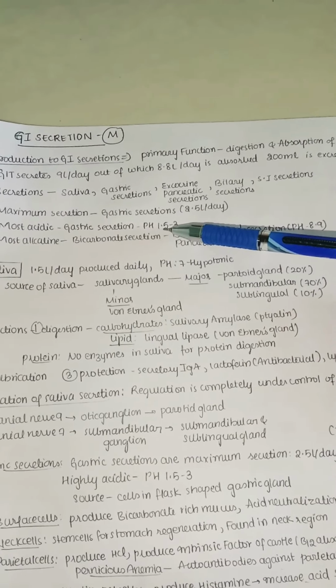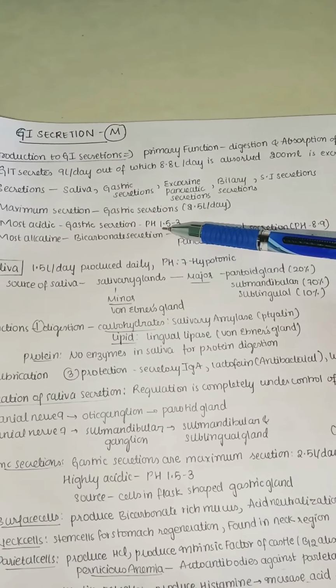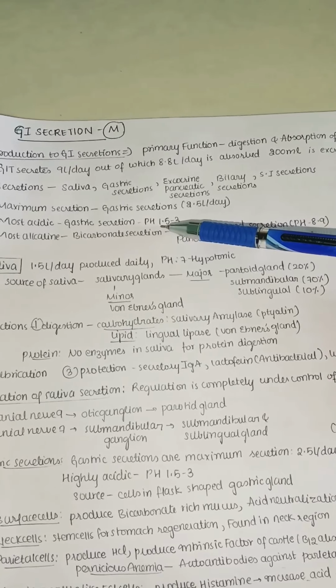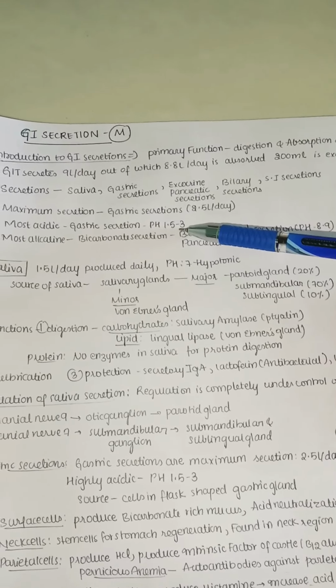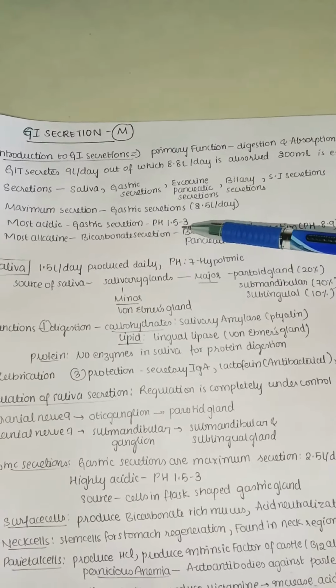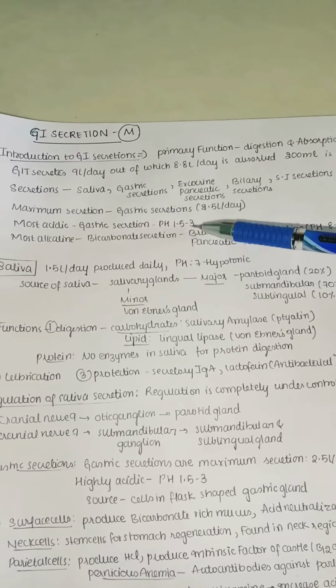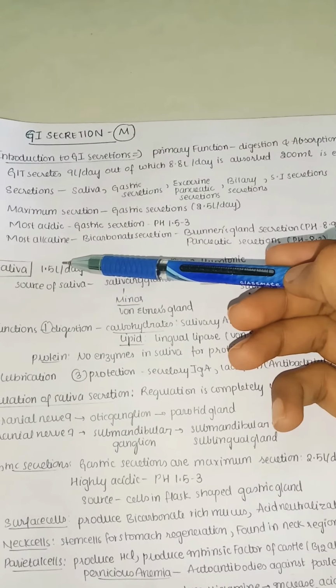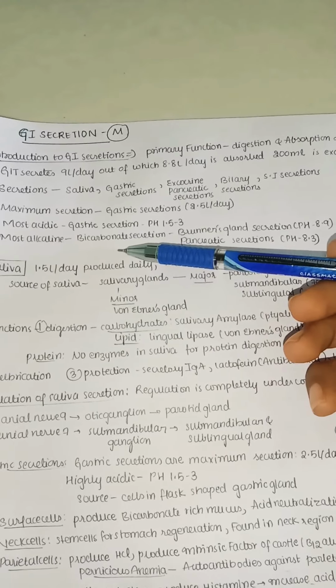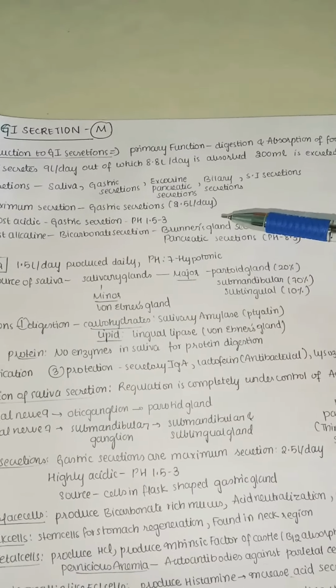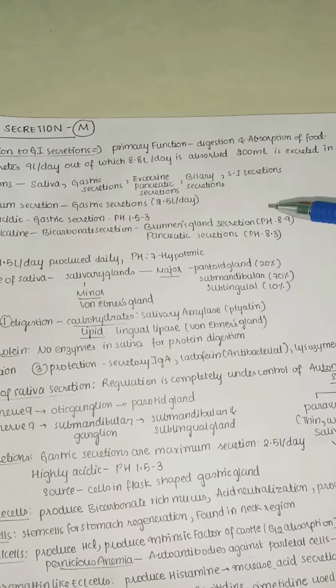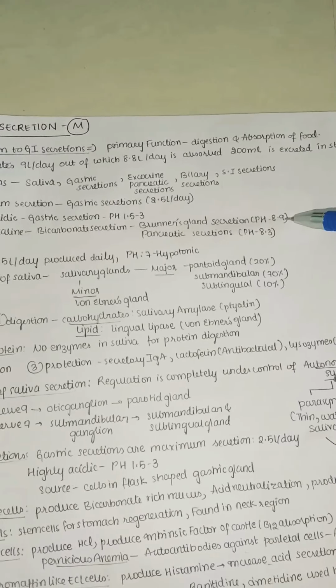So the most acidic one is also the gastric secretion. Its pH is important to remember. Its pH is very low because it's highly acidic, the value may be in between 1.5 to 3. The most alkaline among them is the bicarbonate secretion, which is especially coming from Brunner's gland secretion. Its pH is about 8.9.